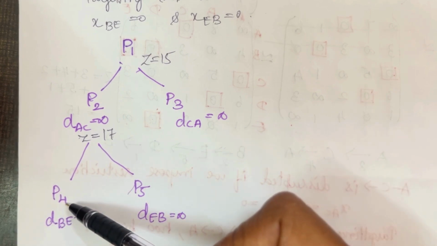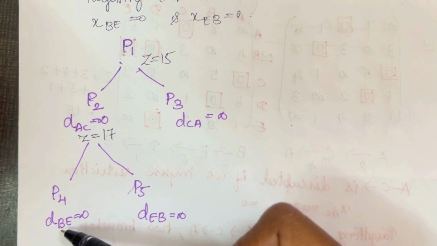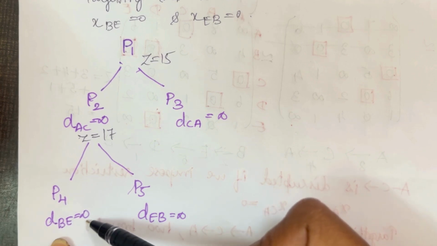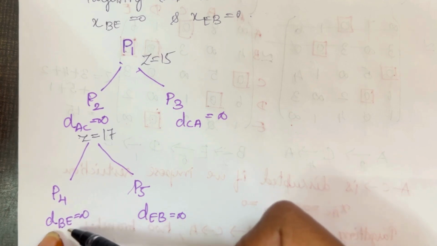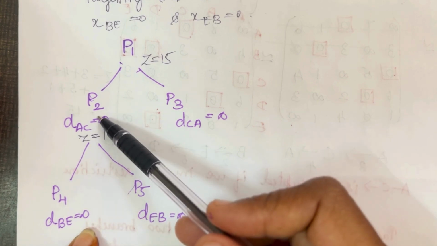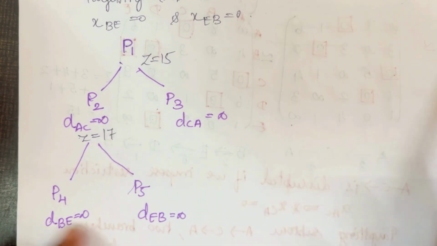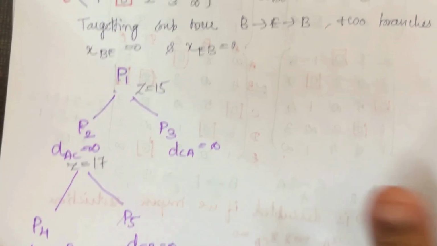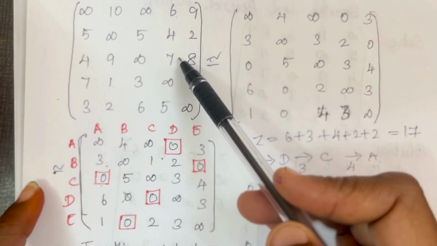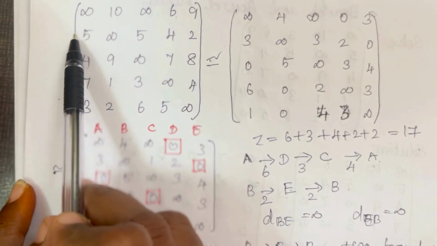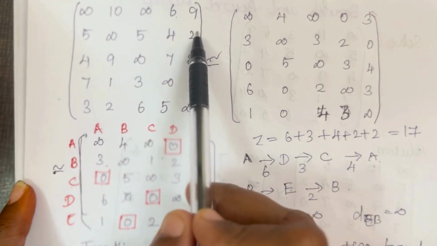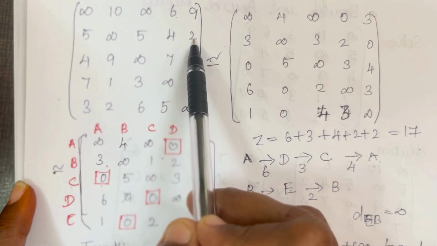So let us move with problem 4, and we have here DB equal to infinity. So we need to make this DB equal to infinity in problem 2. So our problem 2 is here. In this we need to make DB, DB is here, so this will be infinity. Now we'll write problem 4.